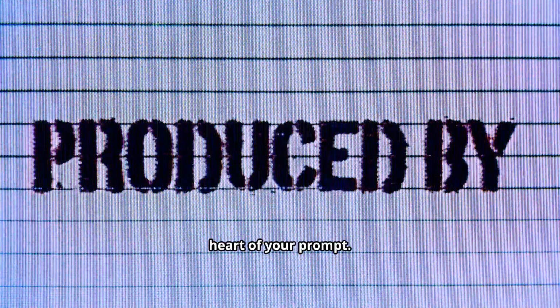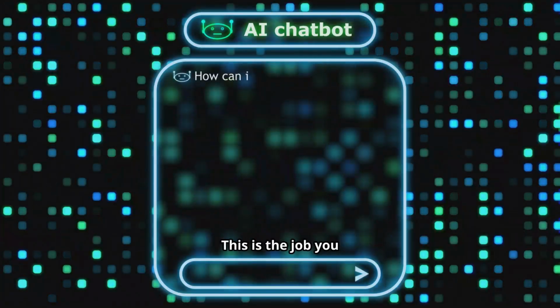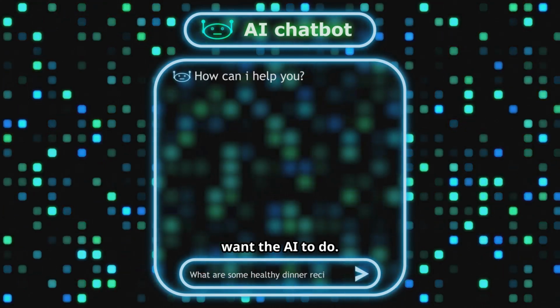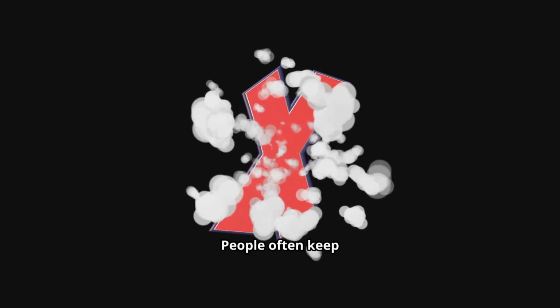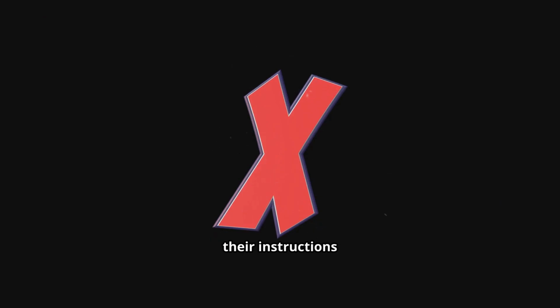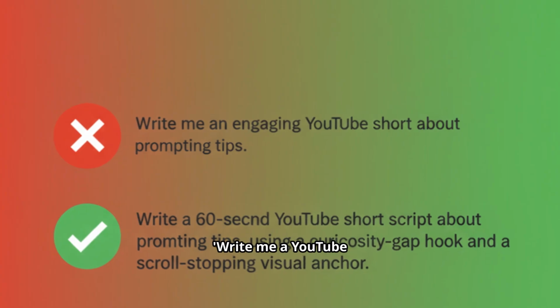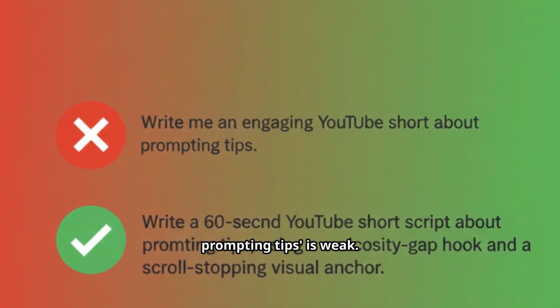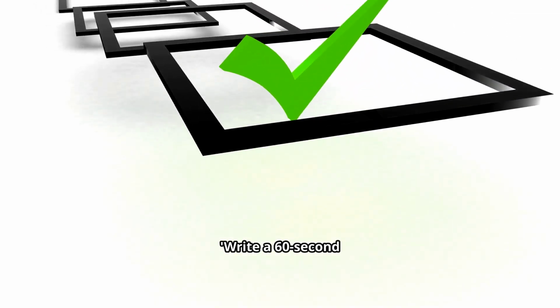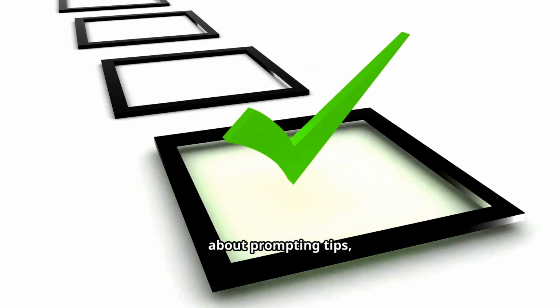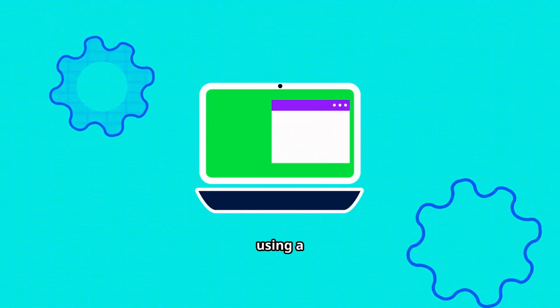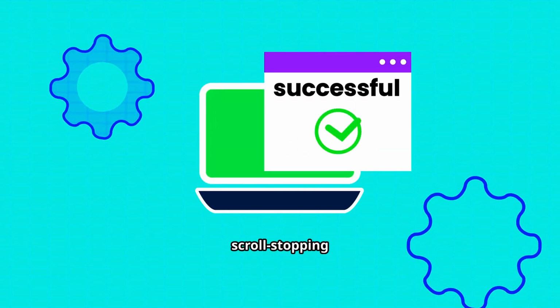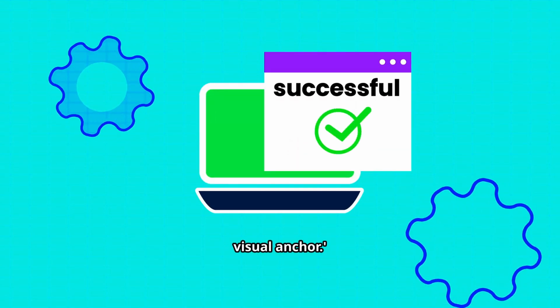Instruction is the heart of your prompt. This is the job you want the AI to do. A common mistake? People often keep their instructions way too vague. Write me a YouTube short script about prompting tips is weak. A stronger instruction is write a 60-second YouTube short script about prompting tips, using a curiosity gap hook and a scroll-stopping visual anchor. Clear instructions equal clear results.